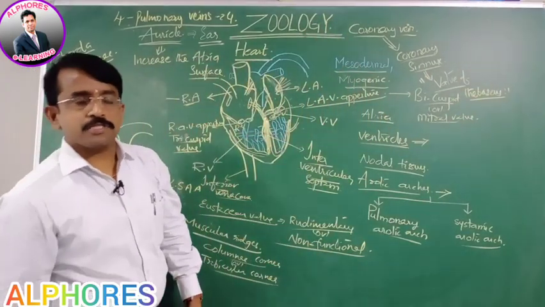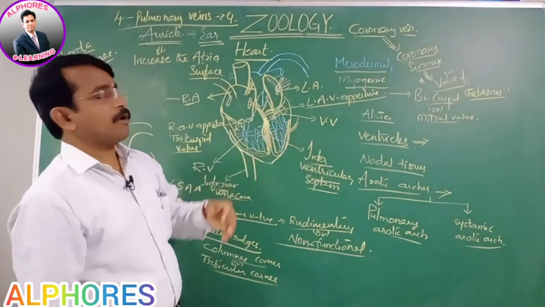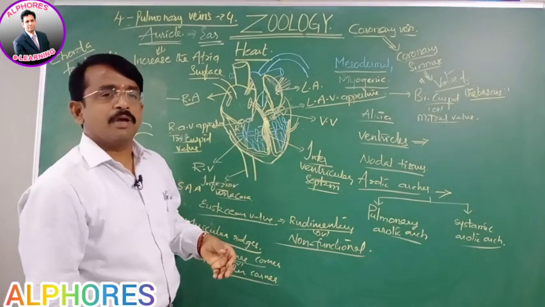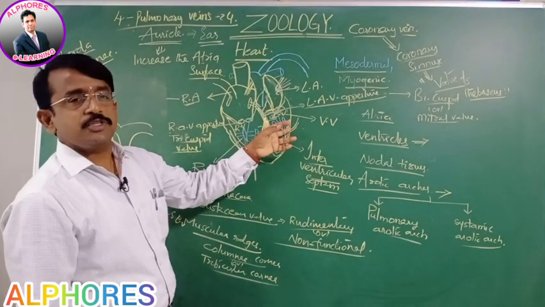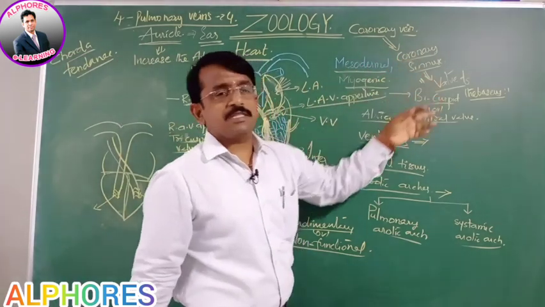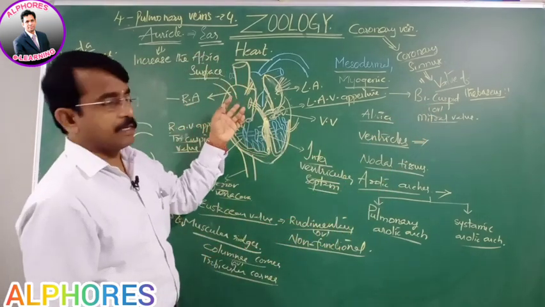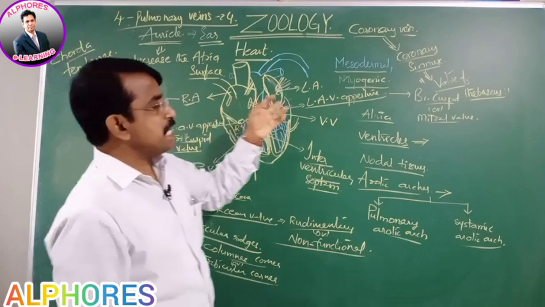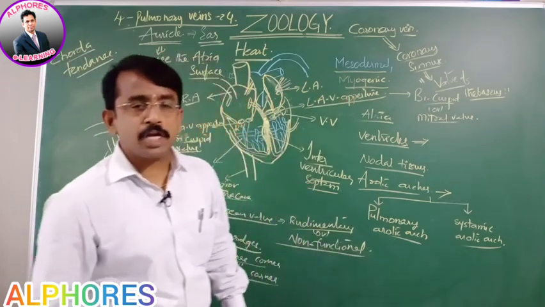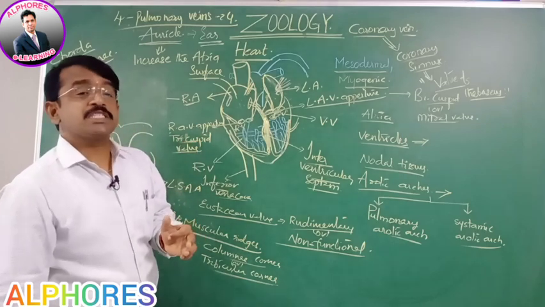I repeat, the blood from the wall of the heart is brought by the coronary veins. All these coronary veins join together forming the coronary sinus. This coronary sinus brings the deoxygenated blood into the right atrium, and that opening is guarded by the valve of Thebesius. And one more thing we also discussed.